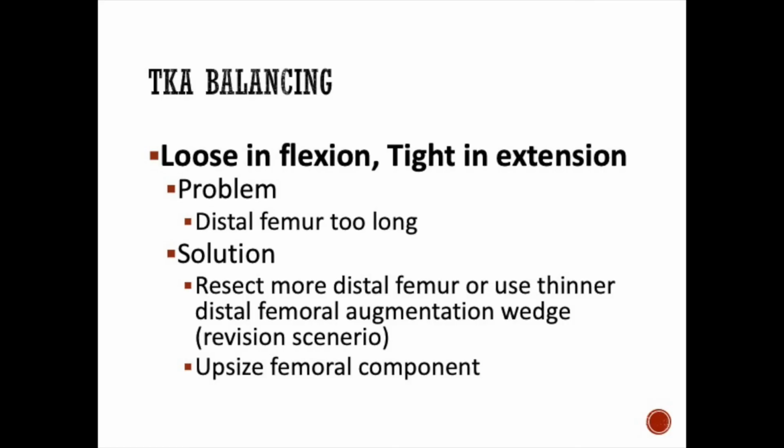If you're loose in flexion, tight in extension, again, asymmetric gap problem, you're going to be working on the femur. So the problem here, your distal femur is too long. So what you want to do is resect more distal femur or use a thinner distal femoral augmentation wedge in a revision scenario if you're already putting augments on there. The other thing you can do is upsize the femoral component. What that does is it doesn't change the distal femur, but it increases the distance A to P. If you're using an anterior reference, you're going to increase your posterior femoral offset, which is going to thicken that posterior femur, which is going to tighten up your flexion gap.